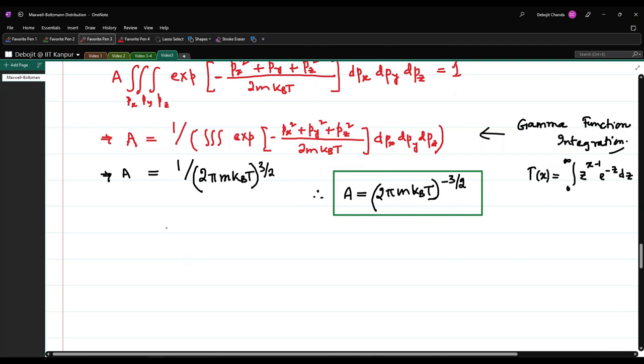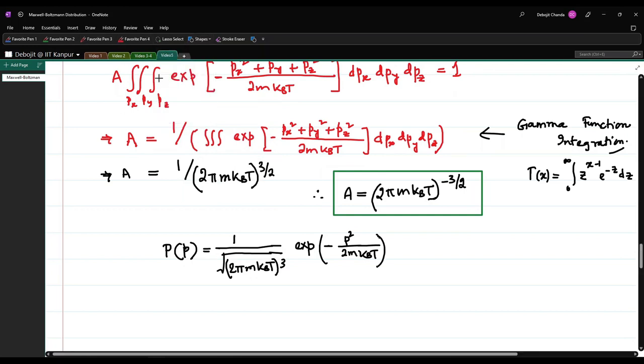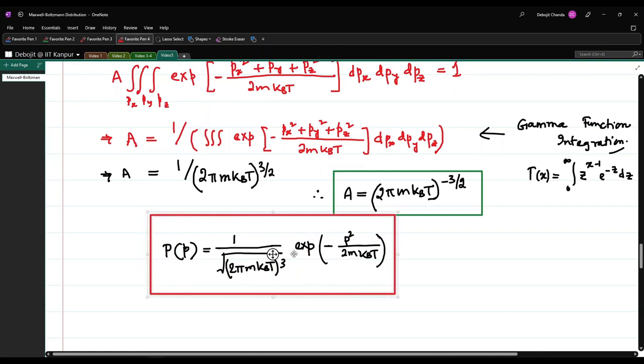So after all this, what you obtain is P of p is 1 over 2 pi m kBT whole to the power 3 by 2, exponential minus p square over 2m kBT. So this is the probability density function of finding a molecule in the system with a momentum p. So let me box this result.